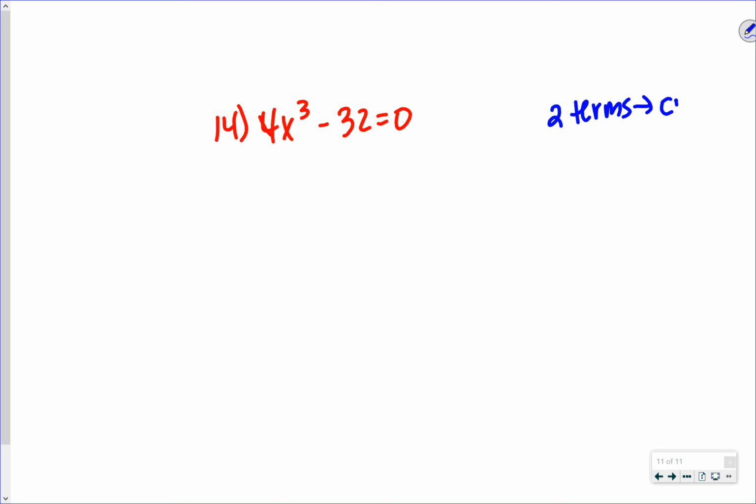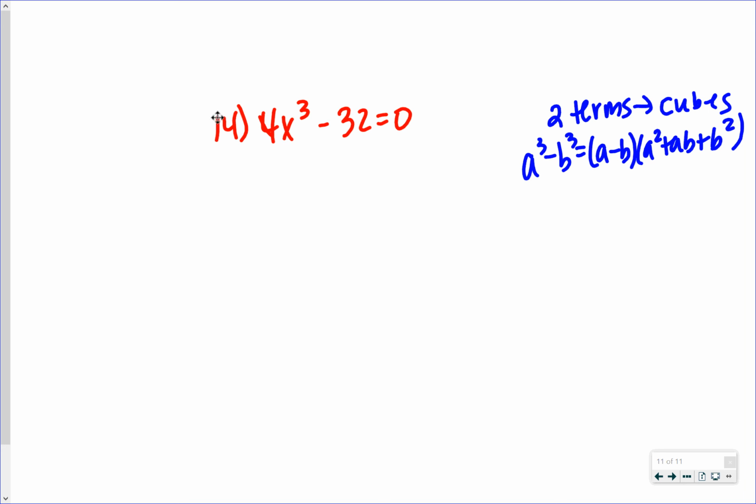The next one is number 14. I have 4x cubed minus 32 equals 0. First thing I'm going to do, I have 2 terms. So it's sum and difference of cubes. Because there's a minus sign in between, I know it's a difference of cubes, which is a minus b, a squared plus ab plus b squared. You do need to know that. That needs to be memorized.